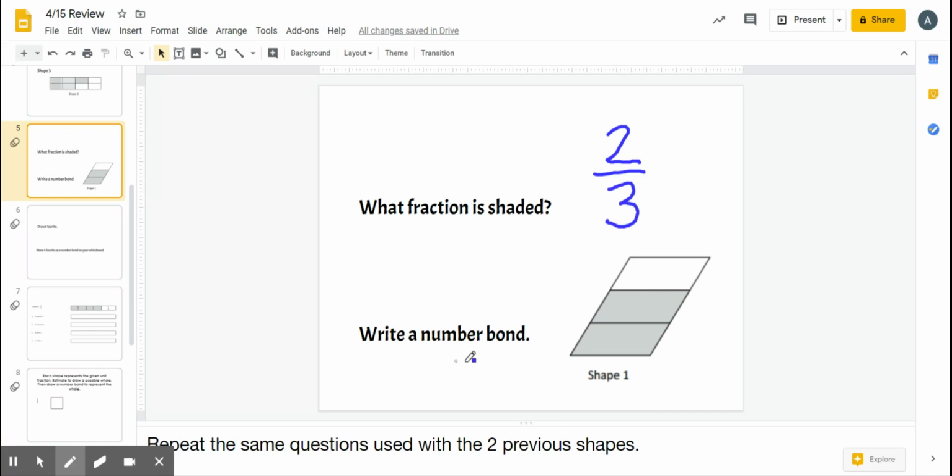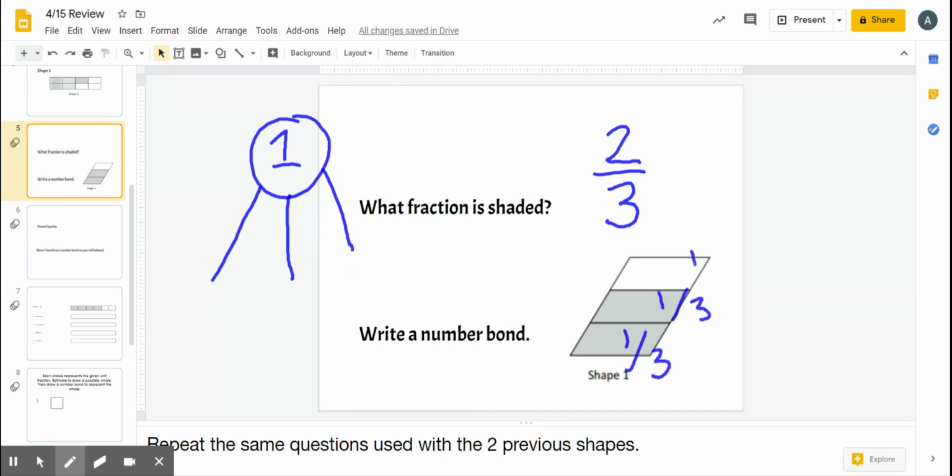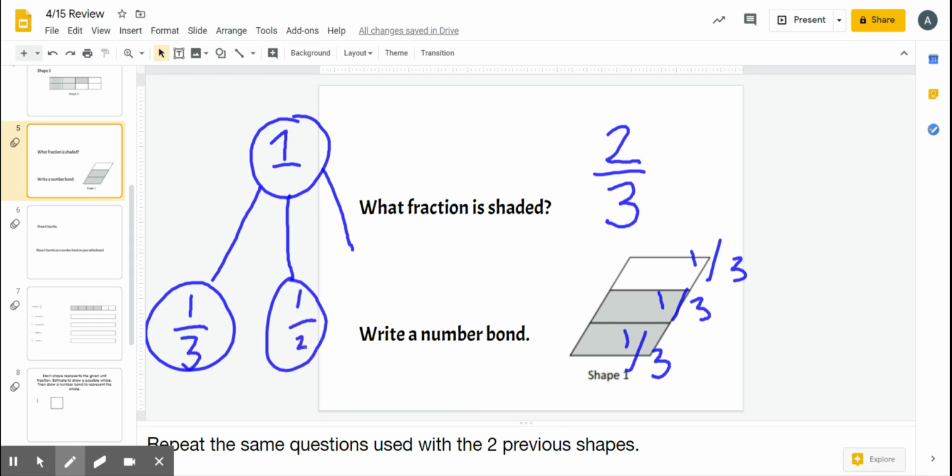Now, in order to write a number bond, we know that we need a whole. Our whole is always going to equal 1. So now that we have that, I'm going to break it up and I'm going to use the unit fraction to identify the rest of our number bond. So here we have 1/3 here, 1/3 here, and 1/3 here. So I needed 3 pieces to make up my whole, and each piece is 1/3.